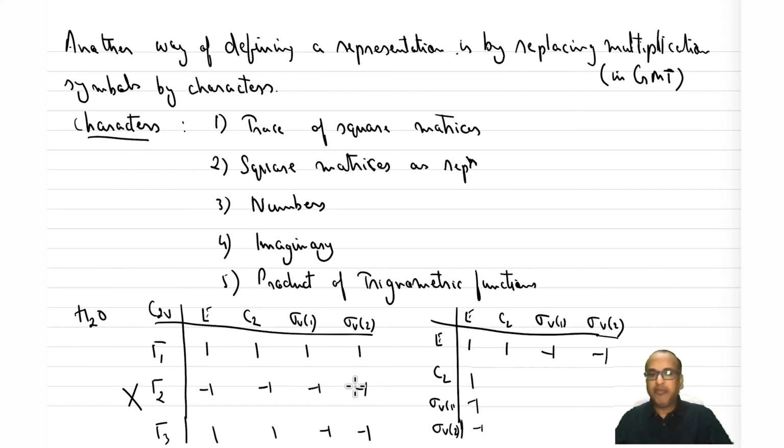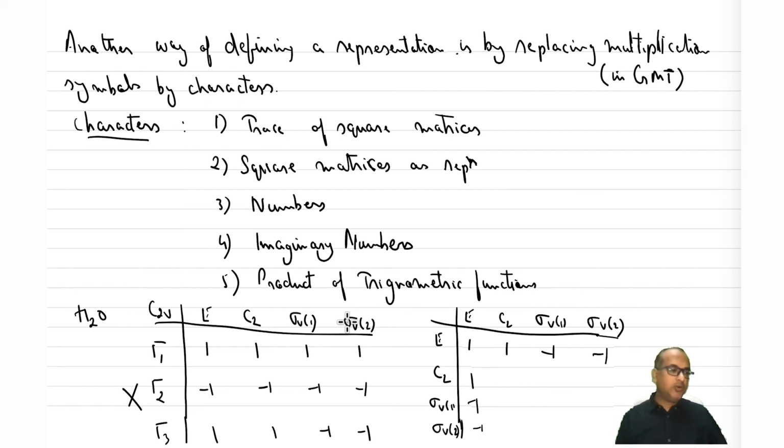So similarly, we can define other representations where these numbers or these characters are defined by any of these. These can be either trace of the square matrices or square matrices itself, or the numbers like we have seen. They can be imaginary numbers also, and they can also be products of various trigonometric functions, like we can have cos theta, sin theta, and so on and so forth, right? So this is another way of defining how to write a representation.